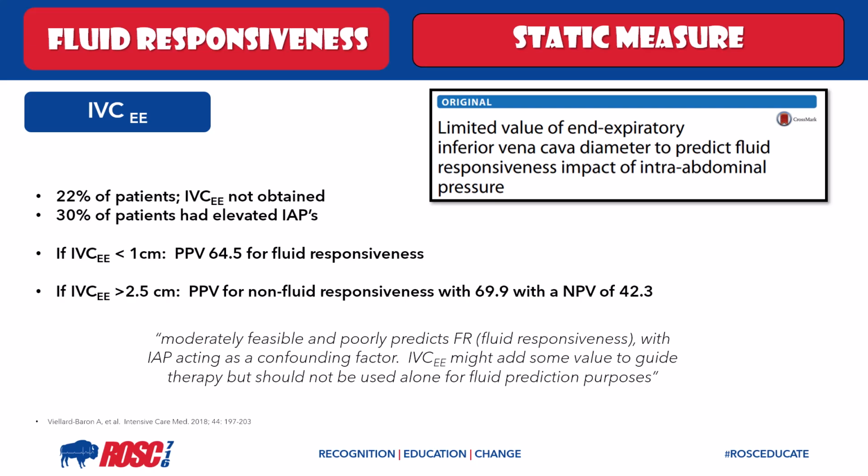Let's go in the polar opposite. What if you have a big, fat, dilated, plethoric IVC? If you have an IVC end expiratory size of 2.5 centimeters or greater, it only carries with it a positive predictive value for non-fluid responsiveness in 69% of the patients, with a negative predictive value of 42%. This is bad. So the authors themselves say there's moderate feasibility in actually getting the IVC view, but it poorly predicts fluid responsiveness, with intra-abdominal pressure acting as a confounding factor.